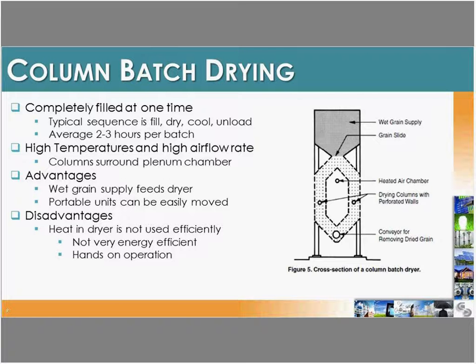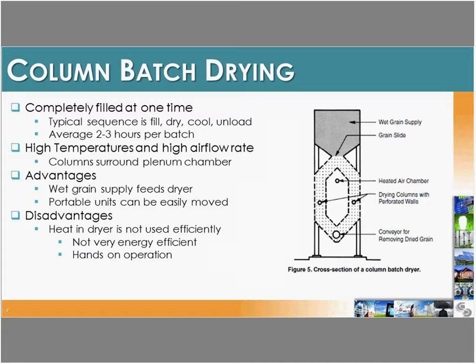Another option would be the column batch drying. This bin has the wet grain supply at the top. It's completely filled at one time. The typical sequence of this dryer is to fill it, to dry it, to cool it, and then unload it. But this is all, again, happening as a batch. The average is 2 to 3 hours per batch.